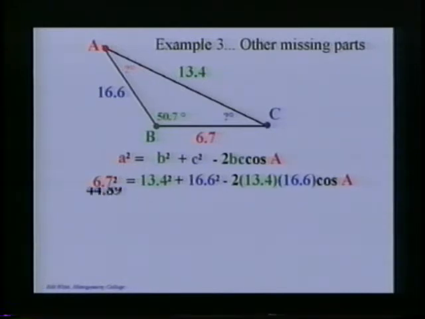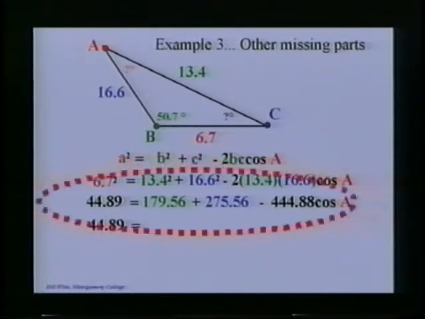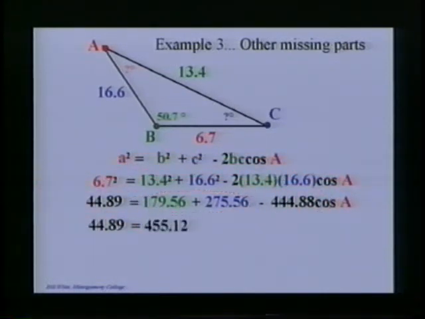Let's see. This is 44.89. What's this? That's 179.56. Get your calculator. Type fast. This is 16.6 squared, that. And then let's figure out what all that multiplied is. Now I've got to start getting cosine of a by itself. We'll put these two together and get this number, and bring him down.